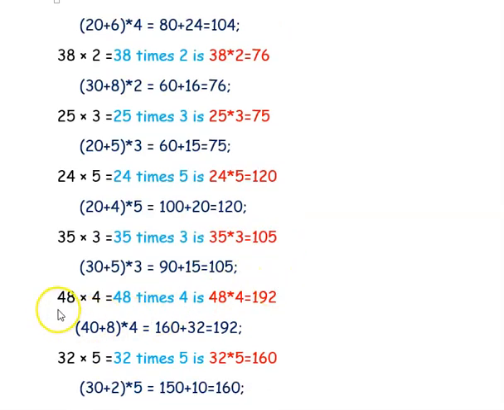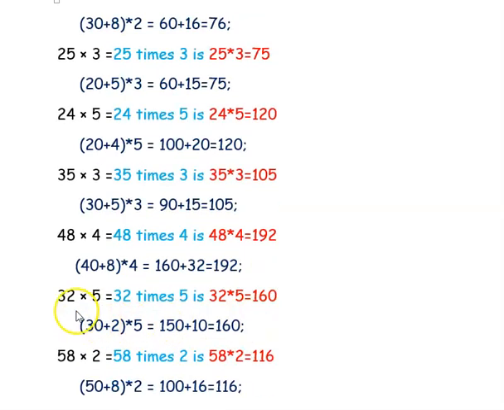The next number is 48 into 4. So 48 we can write as 40 plus 8 into 4. So 40 into 4 is 160 plus 8 into 4 is 32. So 160 plus 32 is 192. So 48 into 4 is 192.